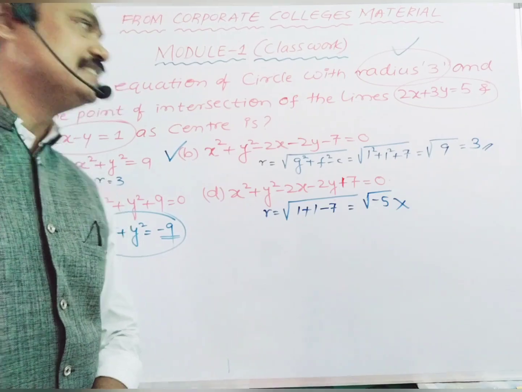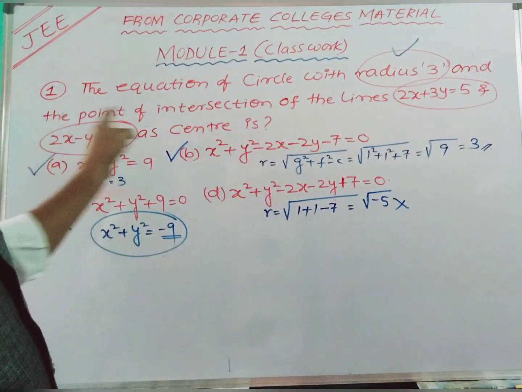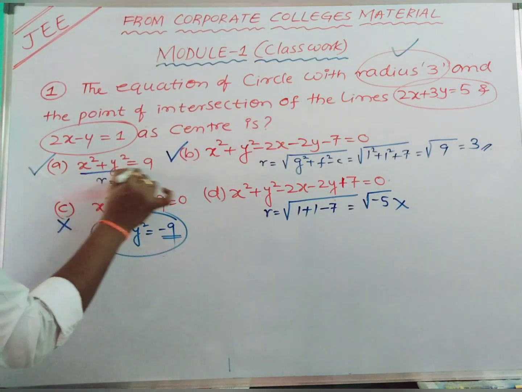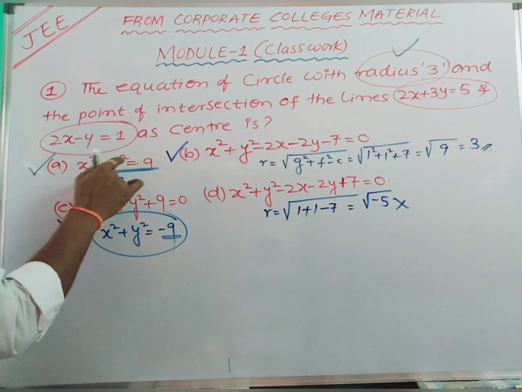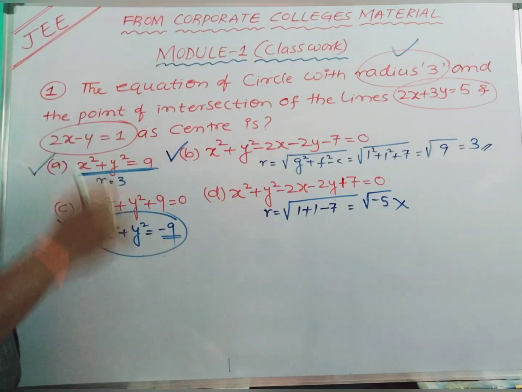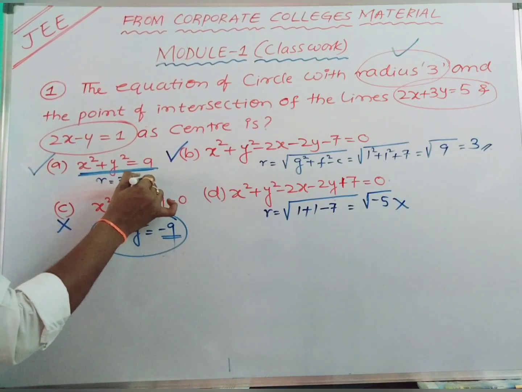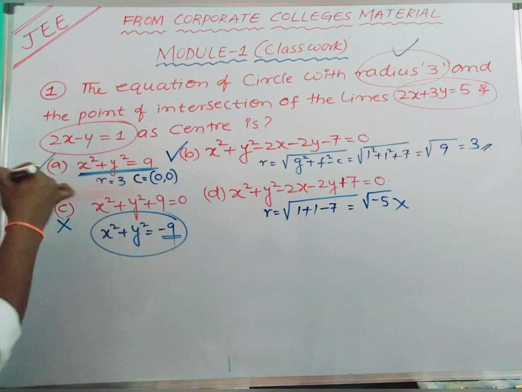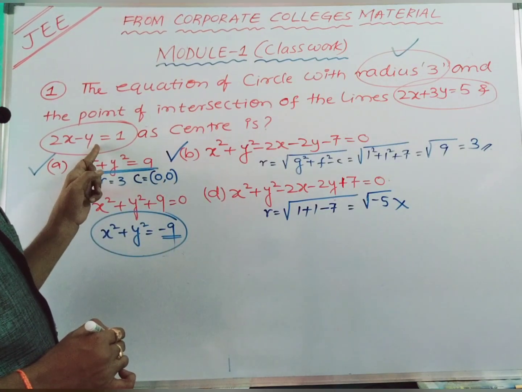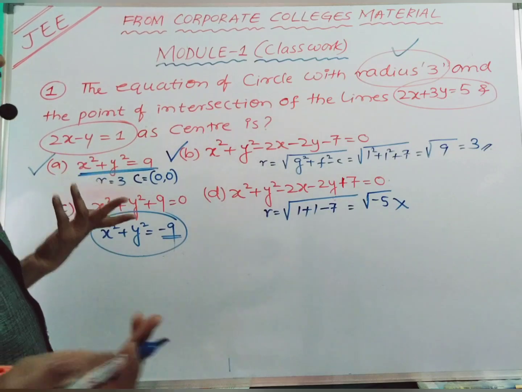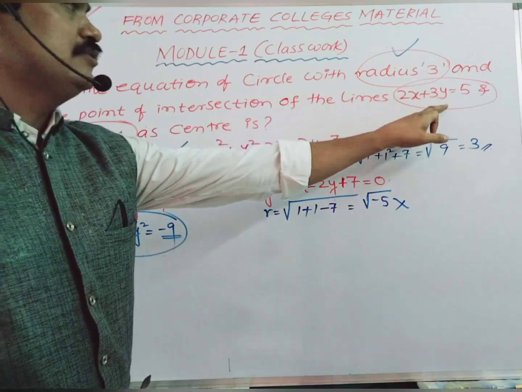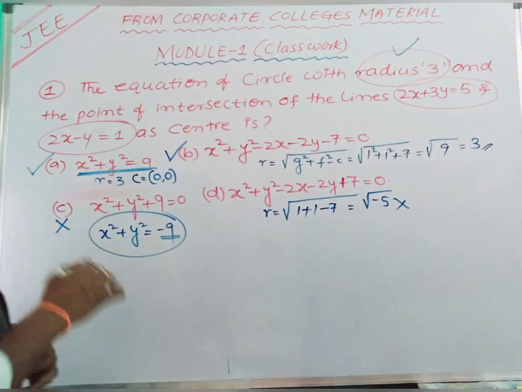And here if you observe, the point of intersection of these two lines represents the center of the circle. What is the center of this circle? If the circle equation is in the form x square plus y square equals r square, whose center is 0, 0? Is this center satisfying this line? Substitute x value 0, y value 0. Not satisfying. Is this center satisfying this equation? x value 0, y value 0, 0 equals 5. Not satisfying. So this is ruled out.